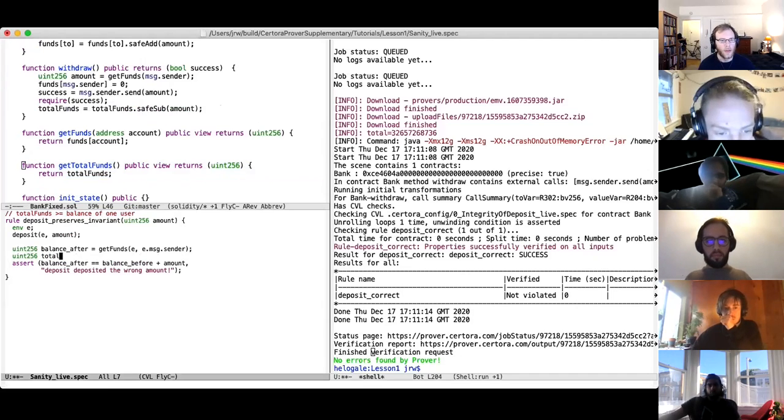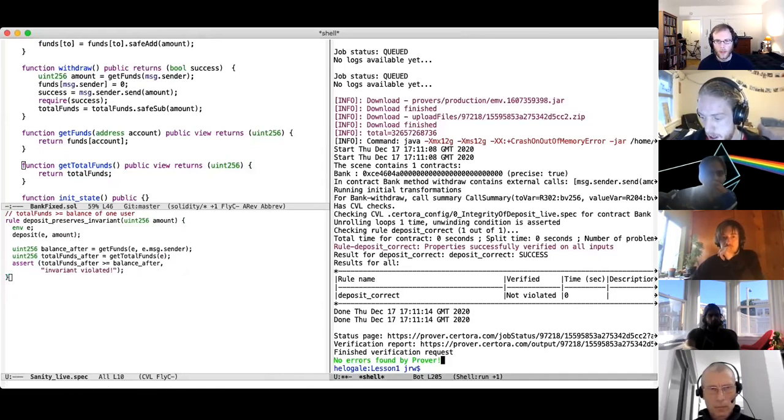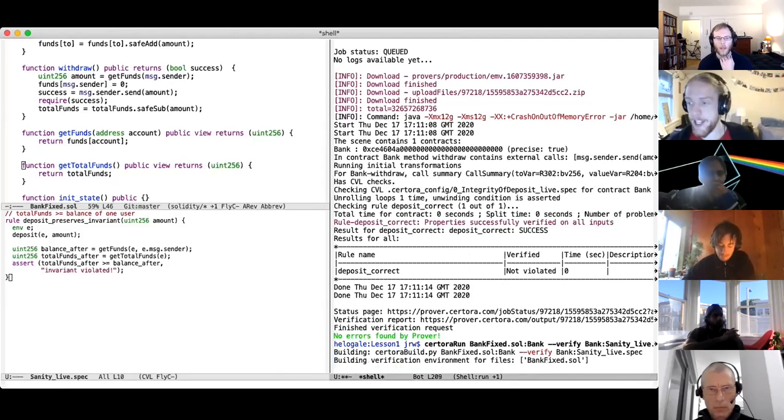So let's get the total funds after. And now let's check what we were supposed to check: total funds is greater than or equal to balance. We'll say invariant violated. Okay, so now to run this, let's keep running it on our fixed version. It's now called sanity.spec. So give that a shot.